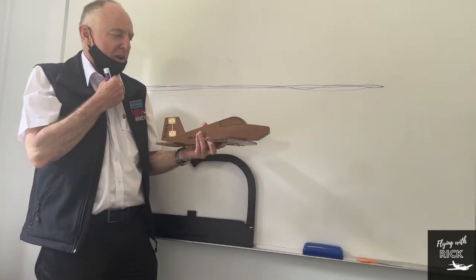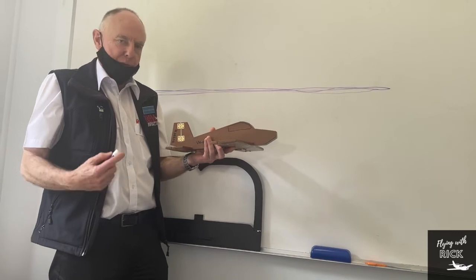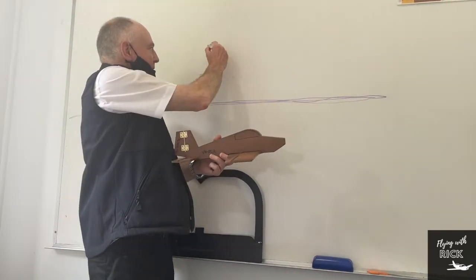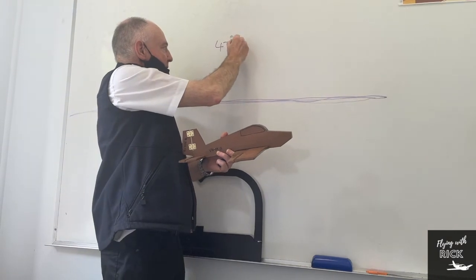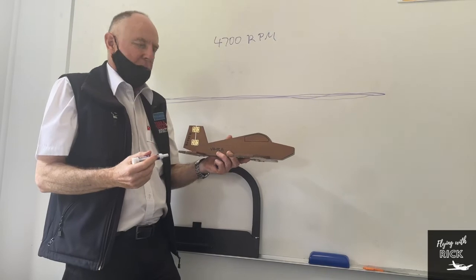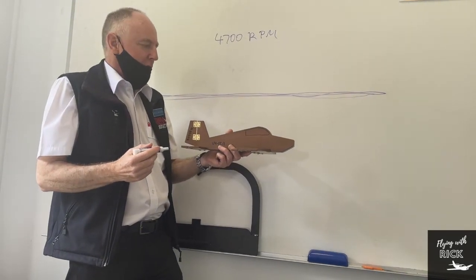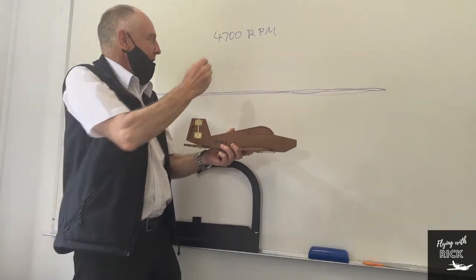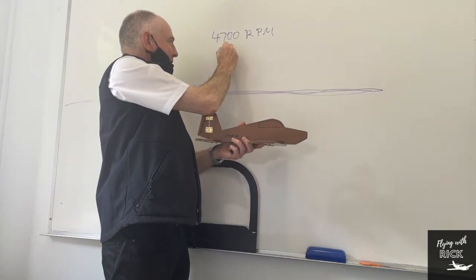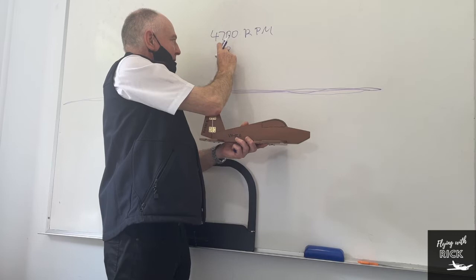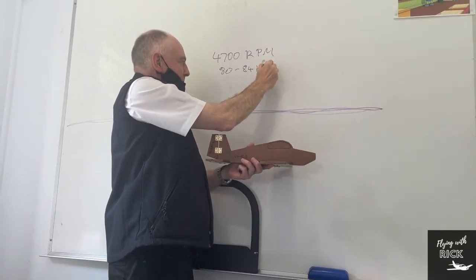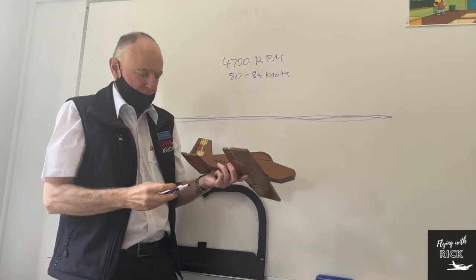Now, in order to obtain that, we will have a cruise power setting, which in this aircraft let's call it 4700 RPM. Now, if you're holding the straight and level attitude, what you're going to get at 4700 RPM is about 80 to sort of 84 knots, depending on how much mass we're carrying.